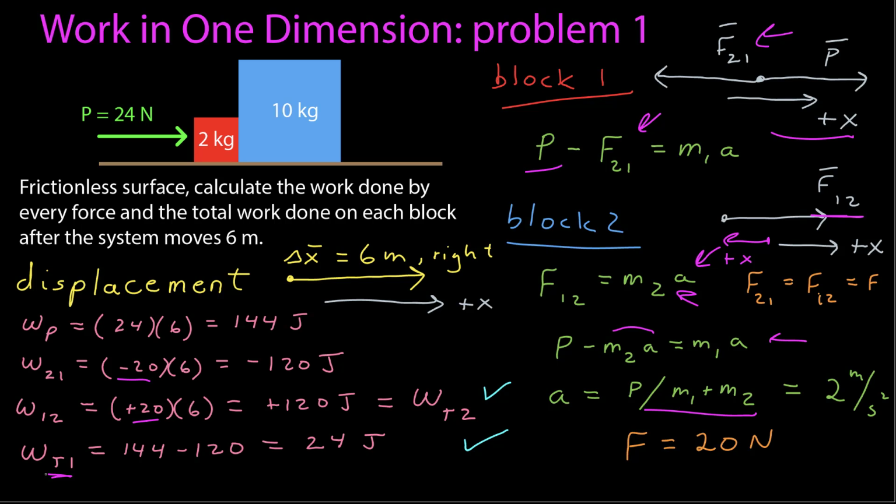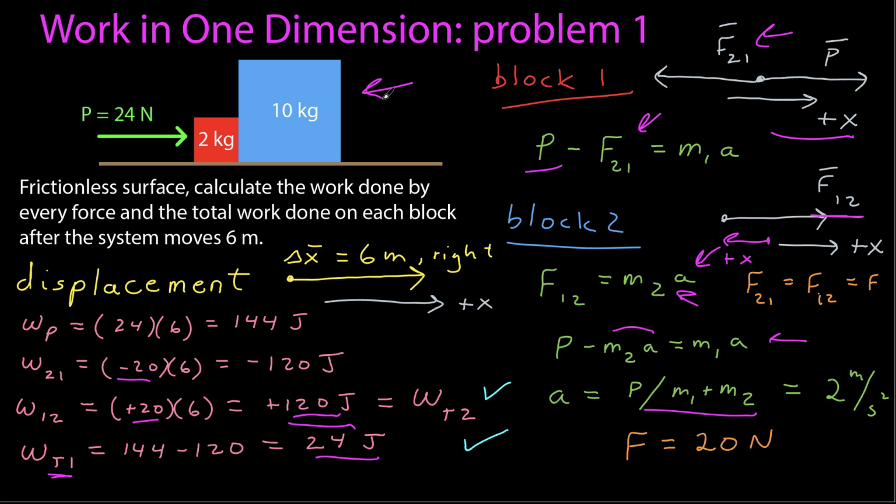We see that the work on mass 2 is a lot larger than the work on mass 1. Both of these objects are moving together, so they're going to have the same speed, and we know that work is adding energy to the objects. And this is telling us that it takes a lot more energy to make a 10 kilogram mass go the same speed as a 2 kilogram mass. I think that might make sense.